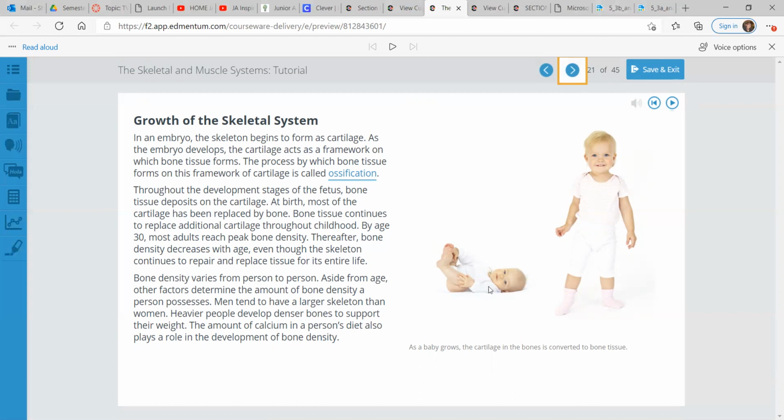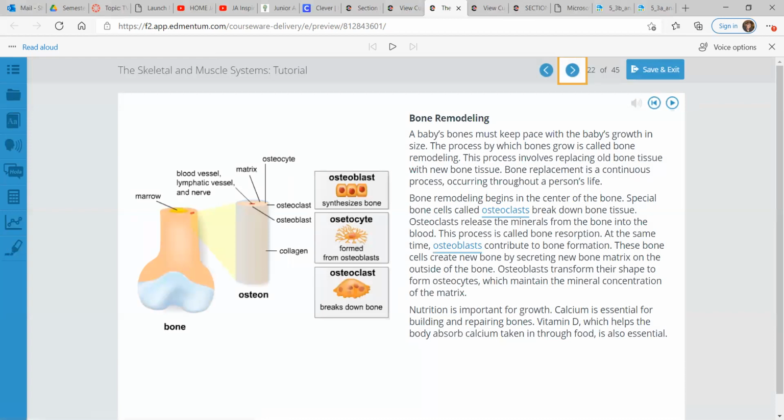As a baby grows, the cartilage in the bones is converted to bone tissue. Bone remodeling. A baby's bones must keep pace with the baby's growth in size. The process by which bones grow is called bone remodeling. This process involves replacing old bone tissue with new bone tissue. Bone replacement is a continuous process occurring throughout a person's life.